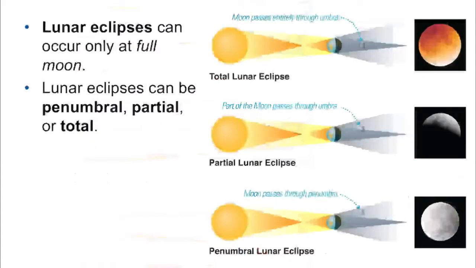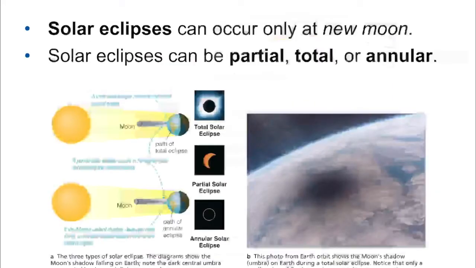Okay, so lunar eclipses can occur at full moons only, as I said, and the three types: penumbral, partial, and total. All right, so now let's talk about the other type of eclipse, and then we'll talk about why we don't see eclipses every month.